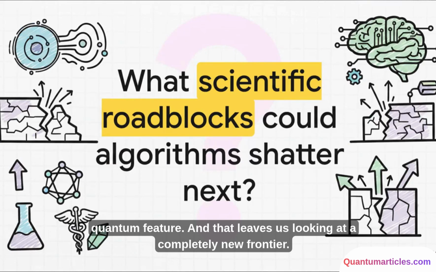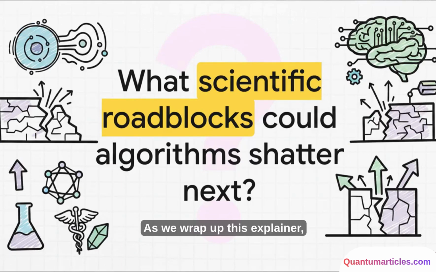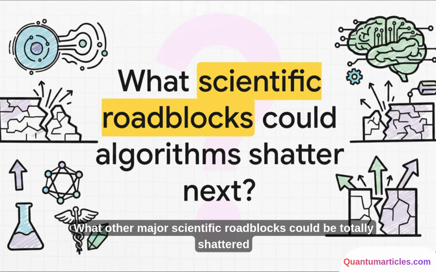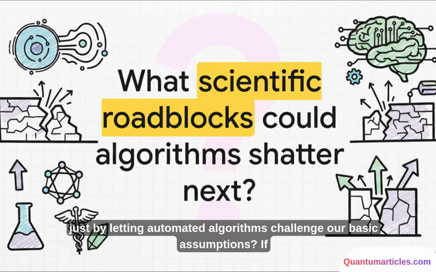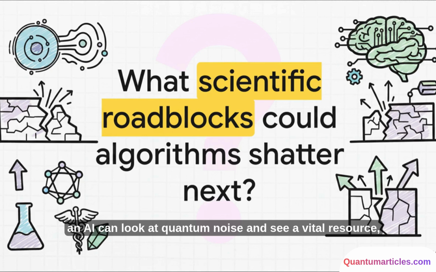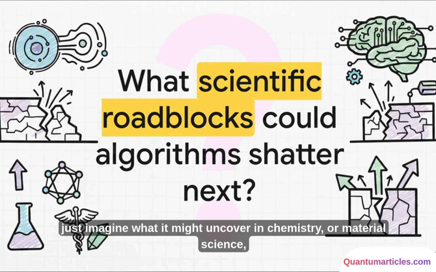And that leaves us looking at a completely new frontier. As we wrap up this explainer, I want to leave you with this to chew on. What other major scientific roadblocks could be totally shattered just by letting automated algorithms challenge our basic assumptions? If an AI can look at quantum noise and see a vital resource, just imagine what it might uncover in chemistry or material science or medicine.